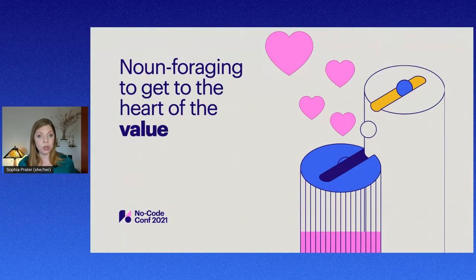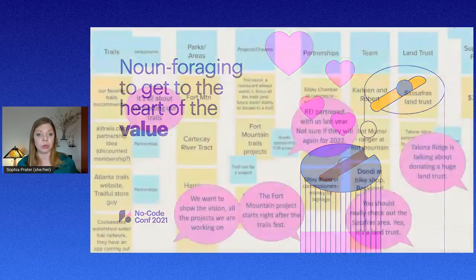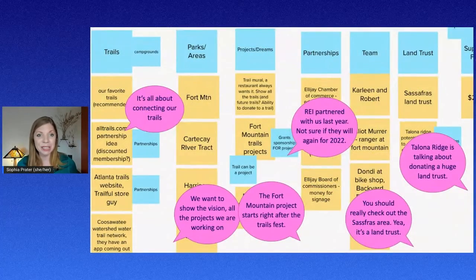So for the Georgia Mountain Trails Partnership, I mentioned this was a pro bono project. Research included a competitive analysis. We looked at other similar websites. We looked at their existing websites actually that were going to get combined into one. And we had quite a few stakeholder meetings. And that's what we actually used to do our noun foraging. And it looked something like this.